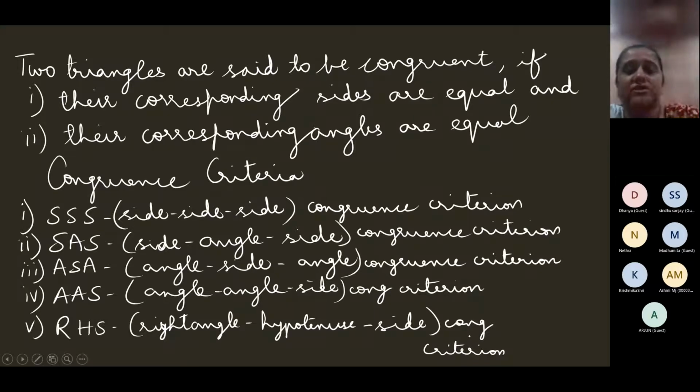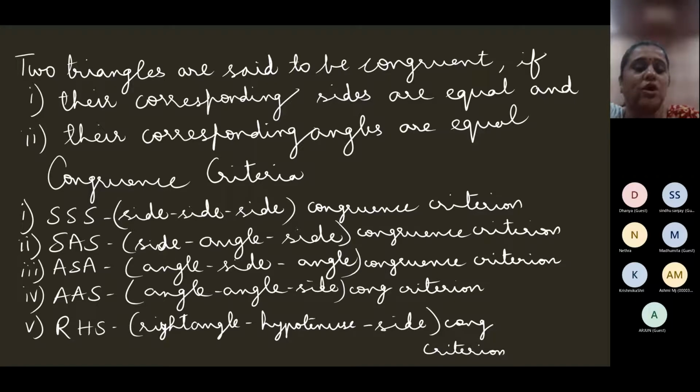So two triangles are said to be congruent if their corresponding sides are equal and their corresponding angles are equal. These are the 6 parts of a triangle, 3 sides and 3 angles. So if their corresponding sides and corresponding angles are equal, then the two triangles are said to be congruent to each other. That is, identical.